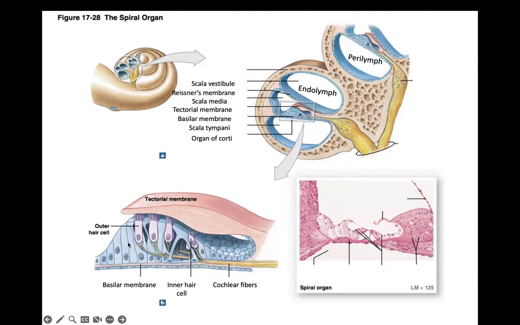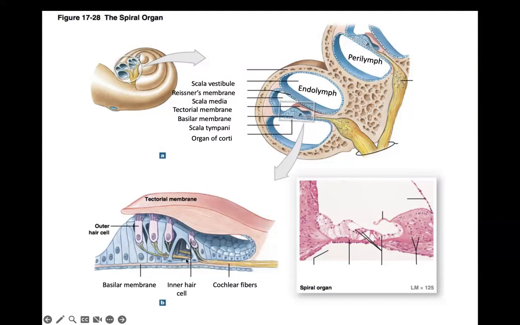and the outer hair cells, they sense the sound waves. And basically their role is to just amplify the low volume or low power sound. So any sound that's too low to be picked up by the inner hair cells becomes amplified by the outer hair cells so that the inner hair cell can pick it up. Okay, that's how I like to remember it.